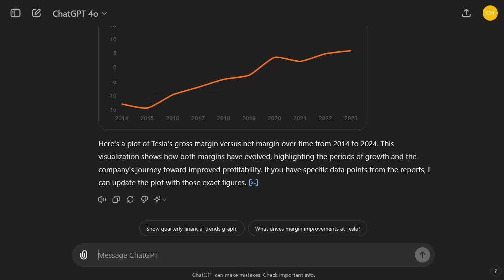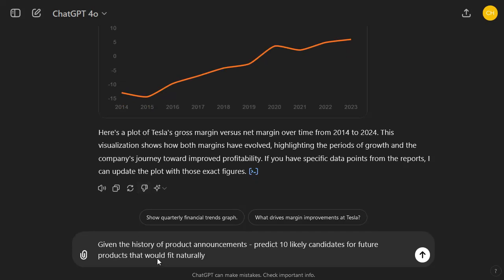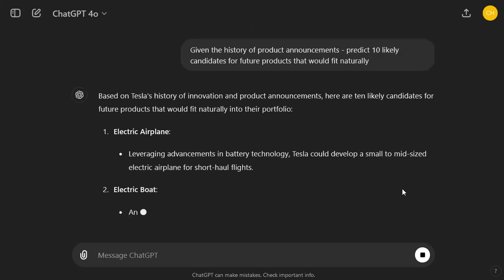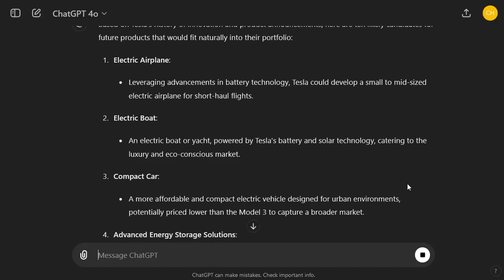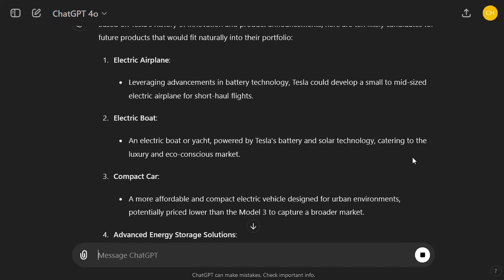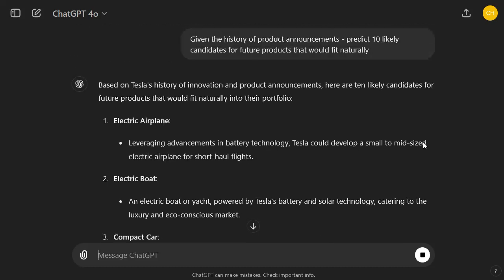Okay, so let's maybe predict. This one would be interesting. So what about this question? Given the history of product announcements, predict 10 likely candidates for future products that would fit naturally. So we have the historic product announcements, and now what would be future products that would fit into this category, right? The question is, could we predict the next product, like the next Optimus, before Optimus is even announced?